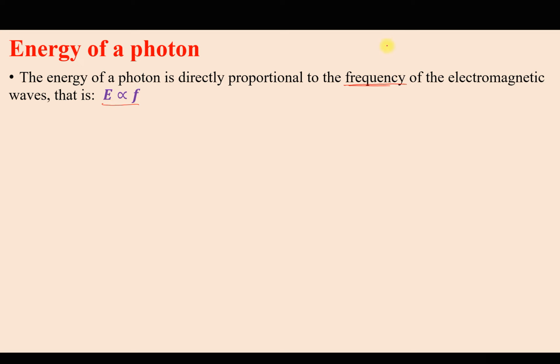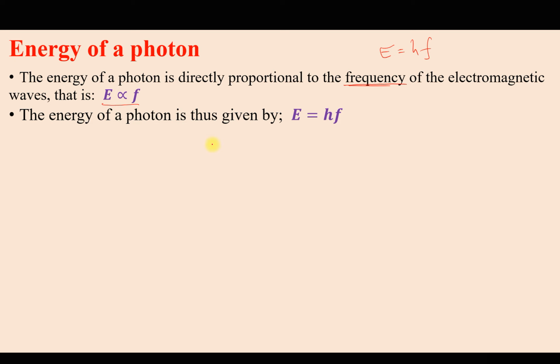And if I remove the proportionality sign, the energy is going to be equal to a constant times F. So the constant is going to be H, in memory of Max Planck. The constant H is named after Max Planck, and we call it Planck's constant. So hence, the energy of a photon is given by this expression: energy is equal to H times F. We shall always use this expression for several calculations to calculate the energy of electromagnetic radiation, which means for a single photon, its energy is going to be HF.